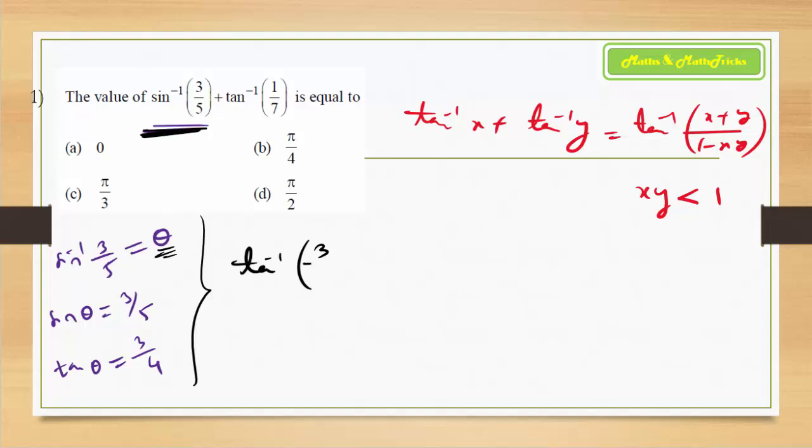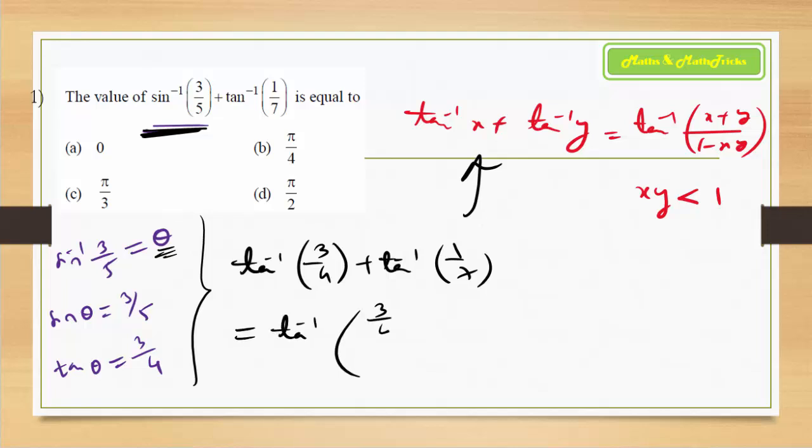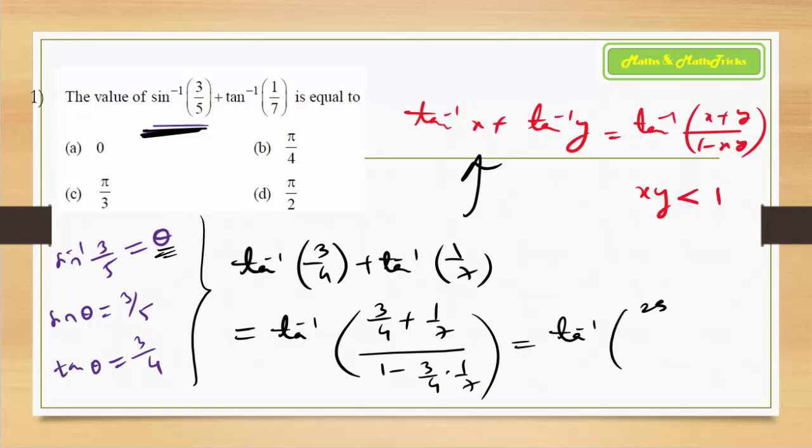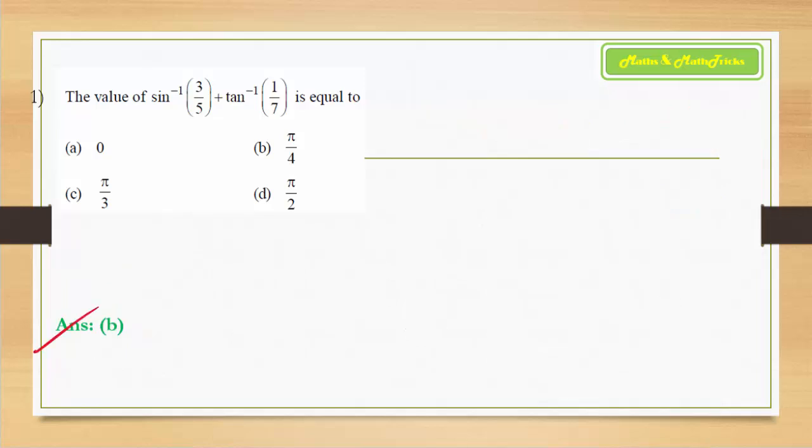You got tan inverse of 3 by 4 plus tan inverse of 1 by 7, and applying this formula here now, you will get tan inverse of 3 by 4 plus 1 by 7 upon 1 minus 3 by 4 into 1 by 7. When you simplify this, you will get the numerator ratio 25 by 28, and the denominator ratio 25 by 28, which is ultimately telling you that it is the value tan inverse of 1, which is equals to pi by 4. And hence the answer is option number B for this.